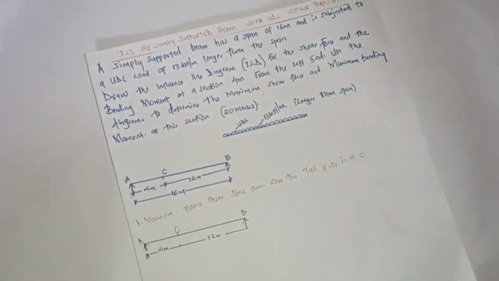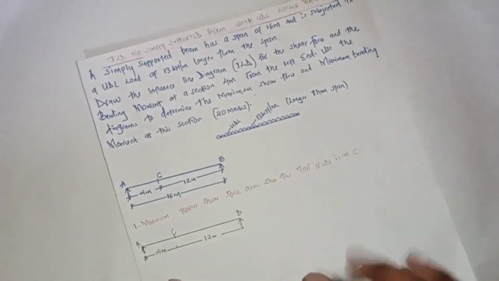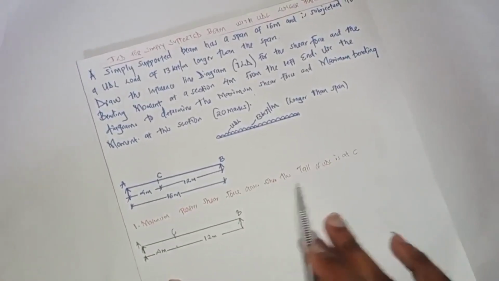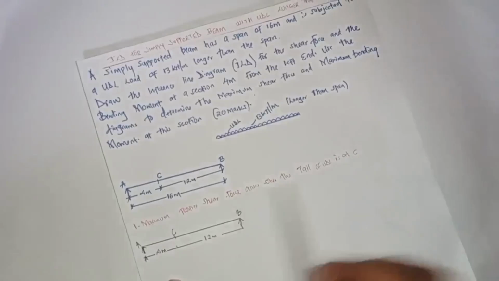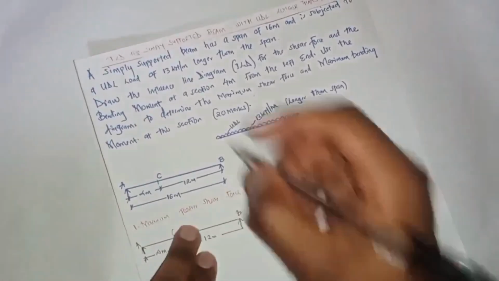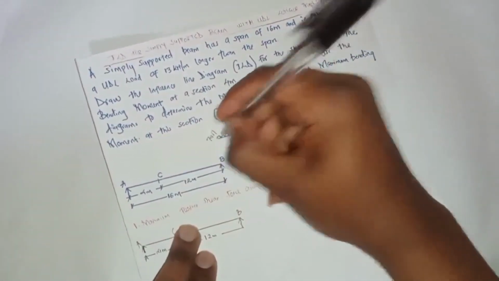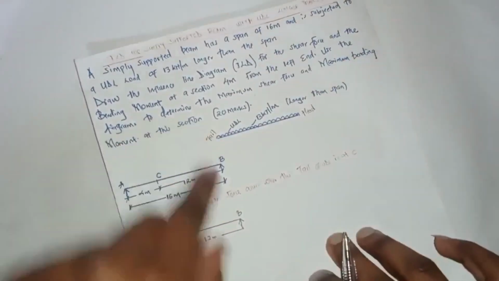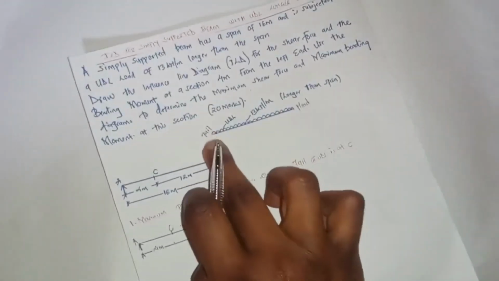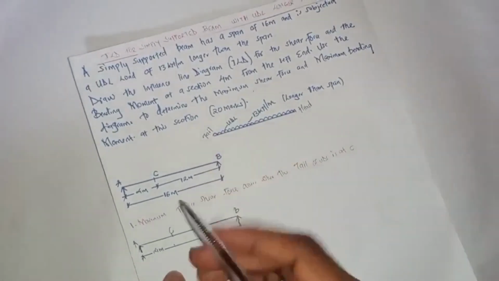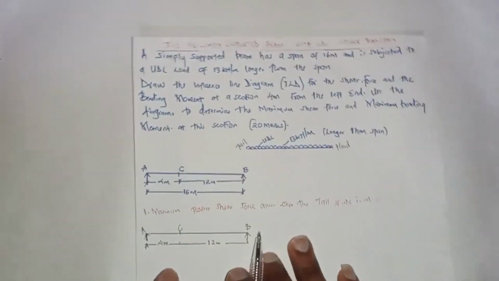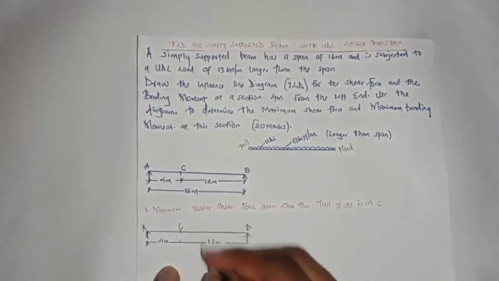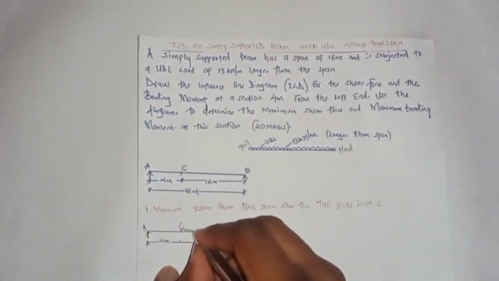So our maximum positive shear force will occur when the tail of the UDL is at C. This is the tail here, and this is the head. So at the start of our UDL is where we are going to place our load, at point C. So our loading will start from here.